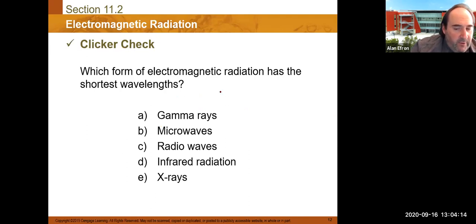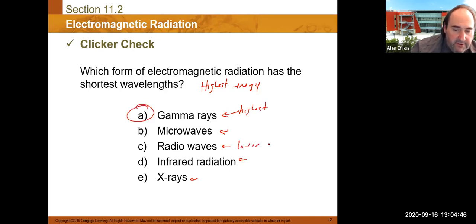Which form of electromagnetic radiation has the shortest wavelength? The shortest wavelength would result in the highest energy. Out of all these, the gamma rays would be the highest in energy, followed by the X-rays, and then infrared, then microwaves, and radio waves being the lowest. So this one would be the highest in energy, would be gamma. This one would be the lowest in energy, followed by that order that I just did there. Question on that?